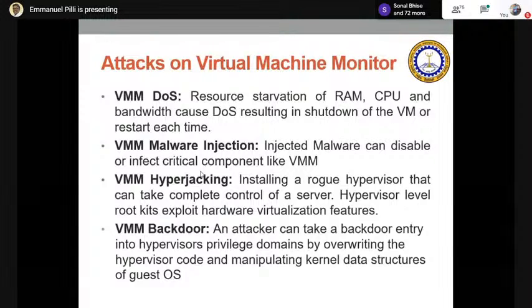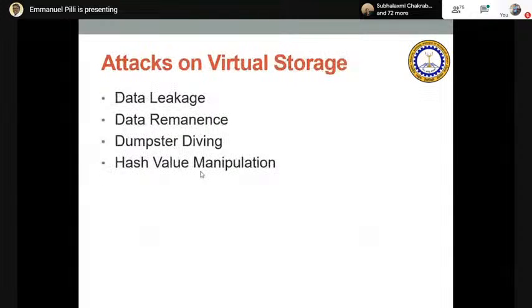Similarly, you have the VMM backdoor. There can be a lot of Trojan horses or malicious backdoor attacks. So you can compromise the hypervisor's privileged domains, and then you can manipulate the kernel data structures.